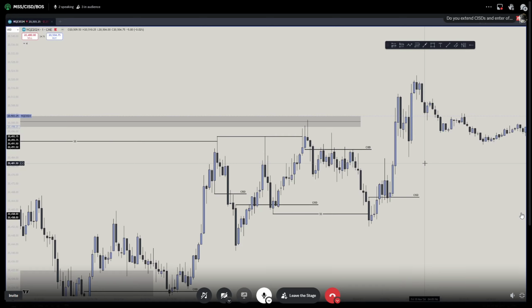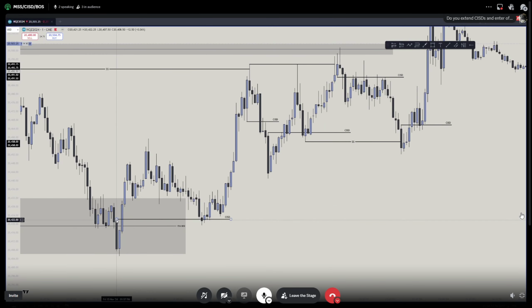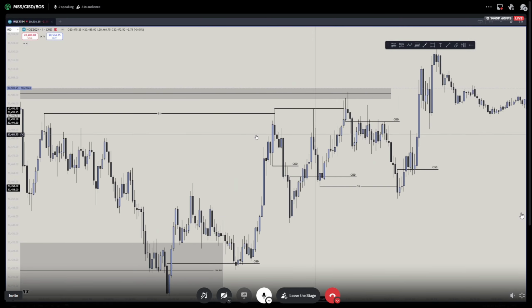Do you extend this? Yes, yeah. You would extend the change in state of deliveries, and you can enter off them definitely. It's definitely one of the ways to enter off them. Similarly, on how market structure shifts can turn into breaker blocks, and you can enter off breaker blocks. So, any other questions on change in state deliveries? If not, then we'll move on to the market structure shifts.